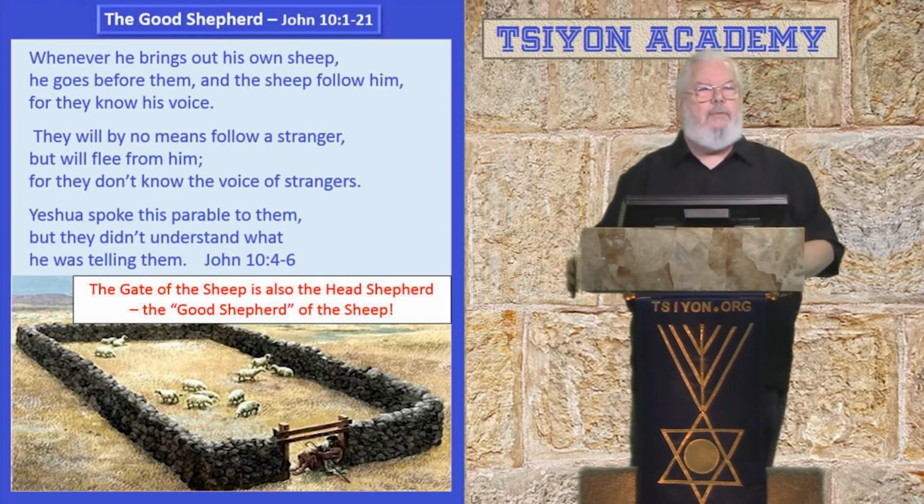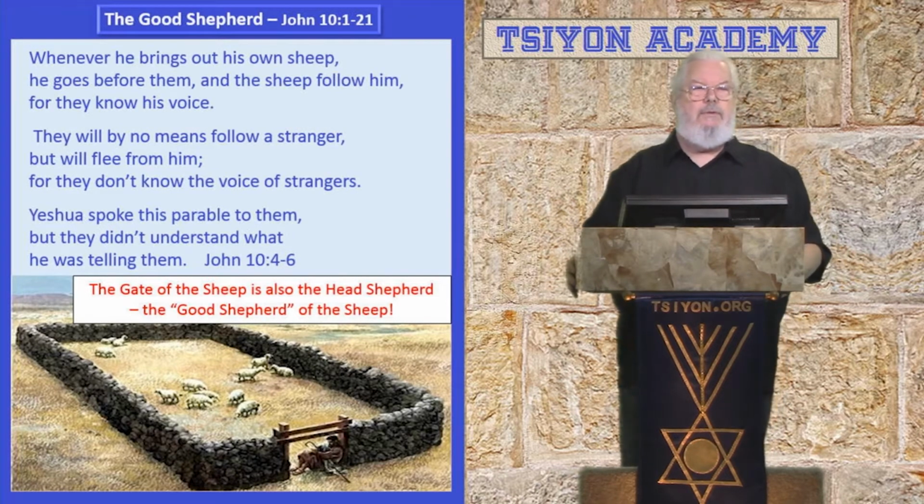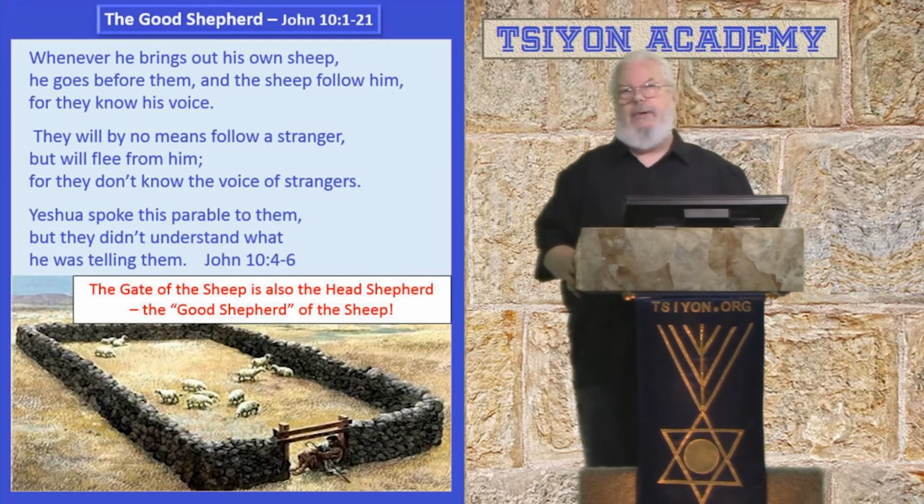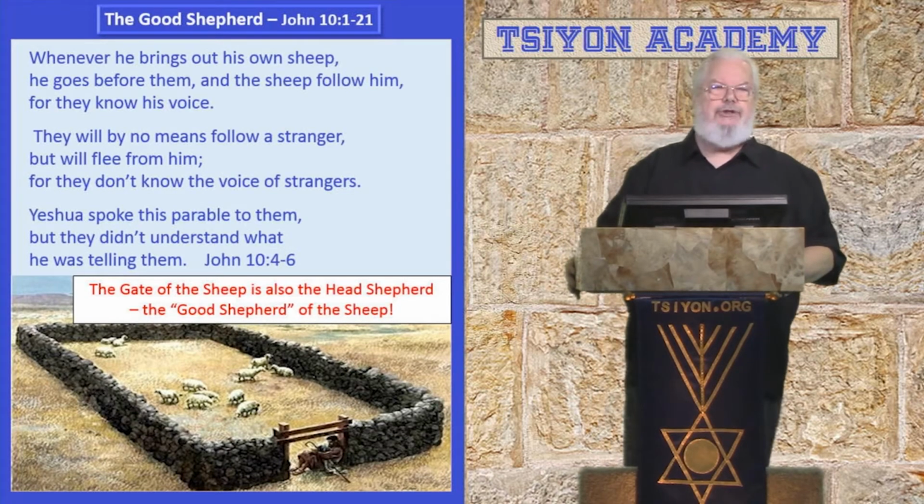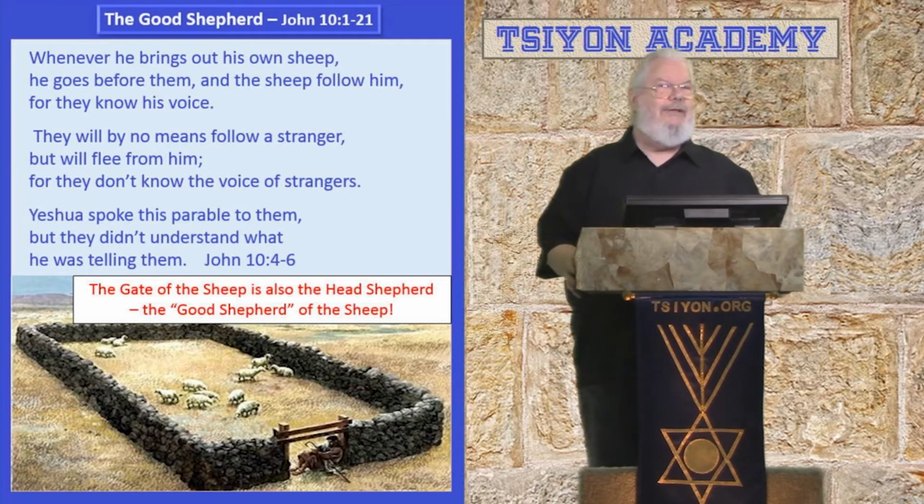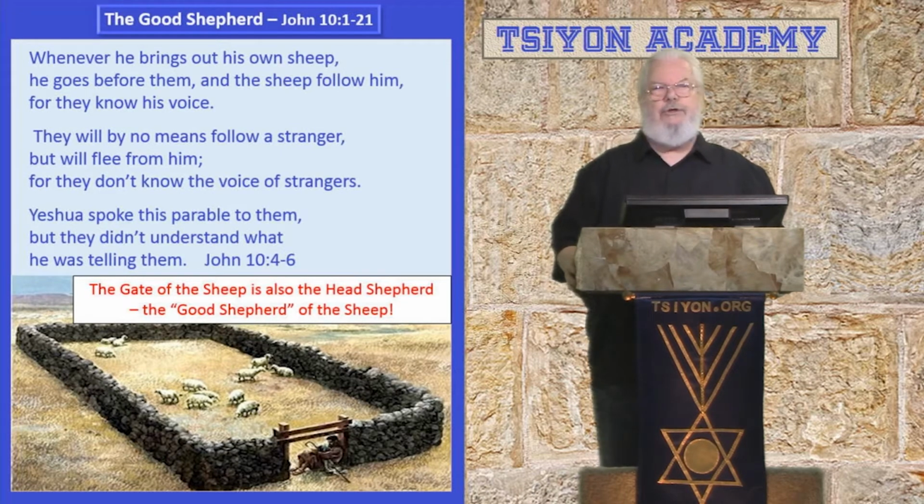Yeshua spoke this parable to them, but they didn't understand what he was telling them. He's talking there about those Pharisees. They didn't get what he was saying. So the gate of the sheep is also the head shepherd. As you see him sitting right there, he is the gate there in the picture. So I like that. And he is the good shepherd of the sheep.